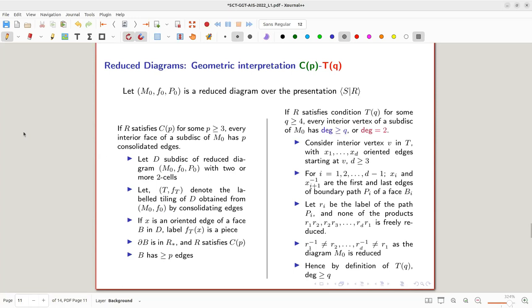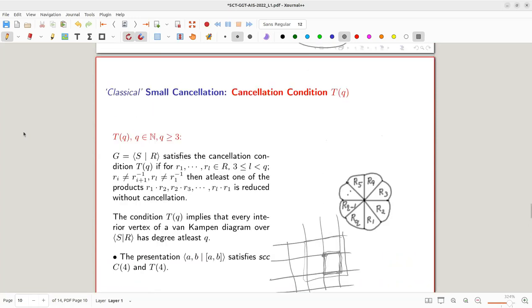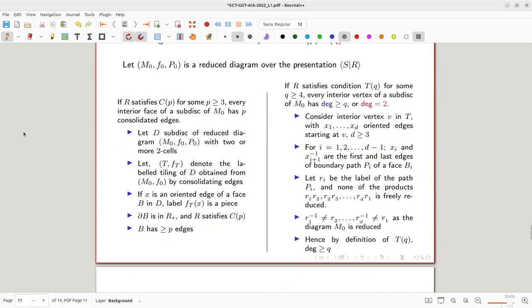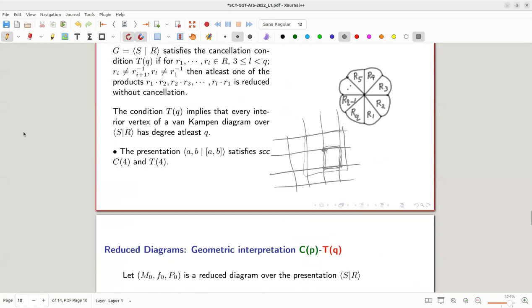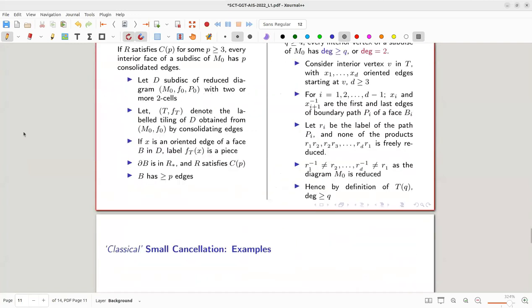So this is the argument for essentially this picture, that we have at least T edges, at least Q edges coming out of, or going into, that vertex, and that is following from the definition that at least one of the products has to be reduced if all these are not equal. Okay, so I leave this maybe.